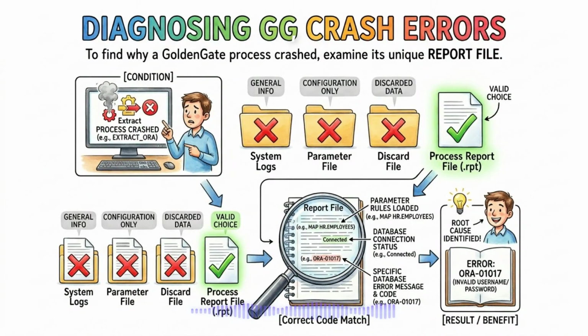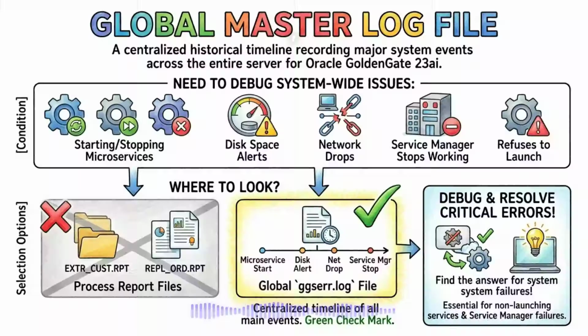The certification exam expects you to know that the performance metrics server is your primary diagnostic hub for analyzing system health when monitoring your replication processes. The single most important metric you will track on a daily basis is lag, which measures the delay in data delivery. There are actually two distinct types of lag you must understand for the exam, known as capture lag and delivery lag.